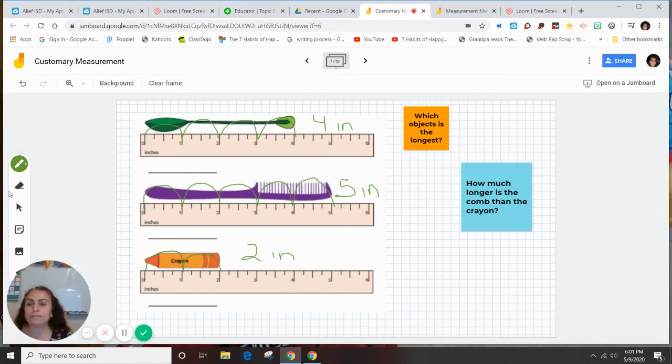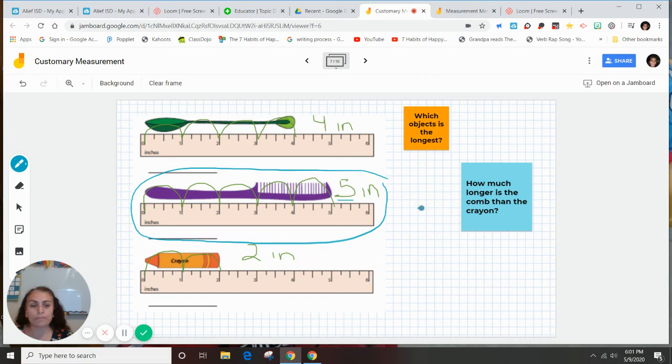So which object is the longest? Well, just to answer that question, I'm going to say that 4 is the spoon, 5 is the comb, and 2 is the crayon. The object that is the longest is going to be the comb, right? It is the one that has the longest unit of measurement. And then the next question is, how much longer is the comb than the crayon?